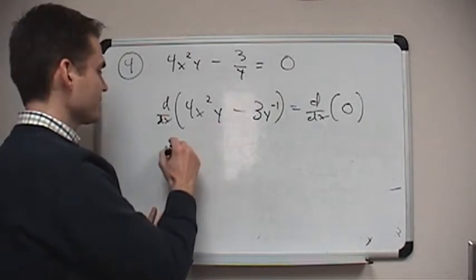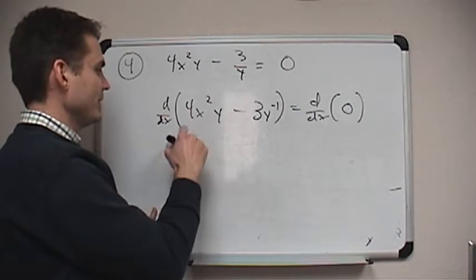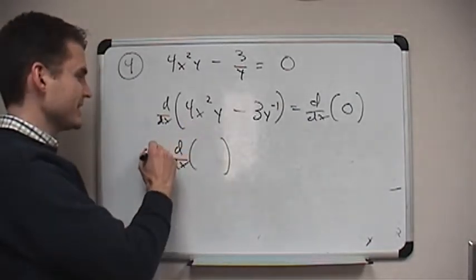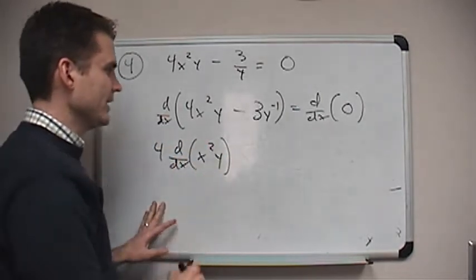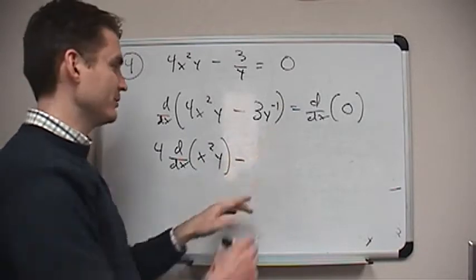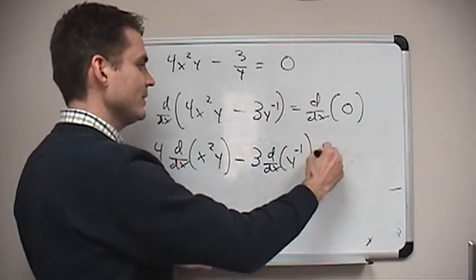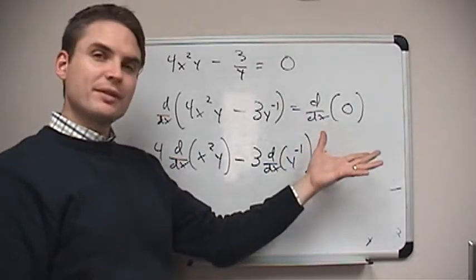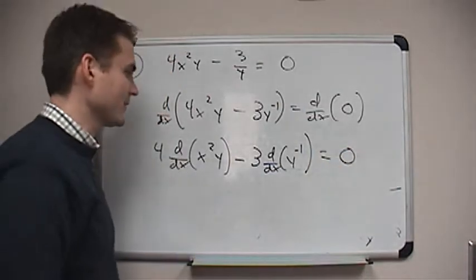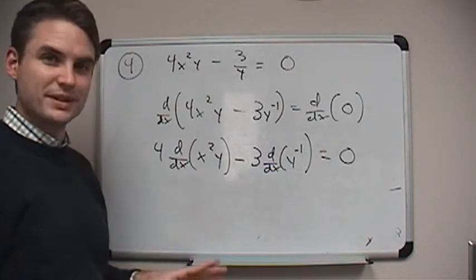Okay, derivative of the first term here. Well, we've got the derivative of 4x squared y. I'm going to take the derivative of that term, but since 4 is a constant, I'll factor it out. Now over here, I've got the derivative of 3 times y to the power negative 1. But again, I'll factor that constant of 3 outside. Now on the other side, derivative of 0, well, hey, guess what? That's 0. So we can go ahead and compute that one. Okay. So now let's go back and compute these derivatives, which do require implicit differentiation.